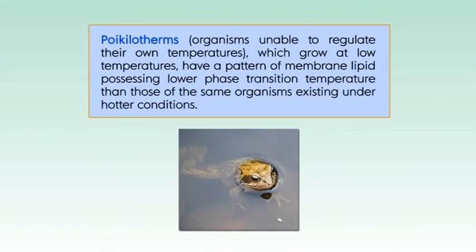Poikilotherms, organisms unable to regulate their own temperatures, which grow at low temperatures, have a pattern of membrane lipids possessing lower phase transition temperature than those of the same organisms existing under hotter conditions. Furthermore, following changes in environmental temperature, an alteration in the composition of membrane lipids is seen. Although an increase in fatty acyl unsaturation at lower temperature is best known, it is not the only change that can take place.